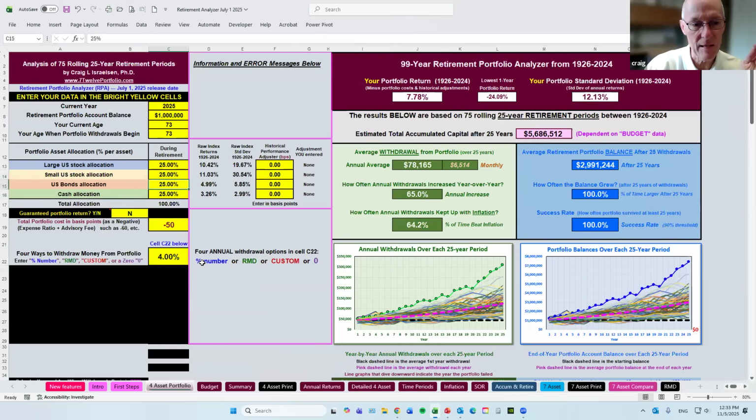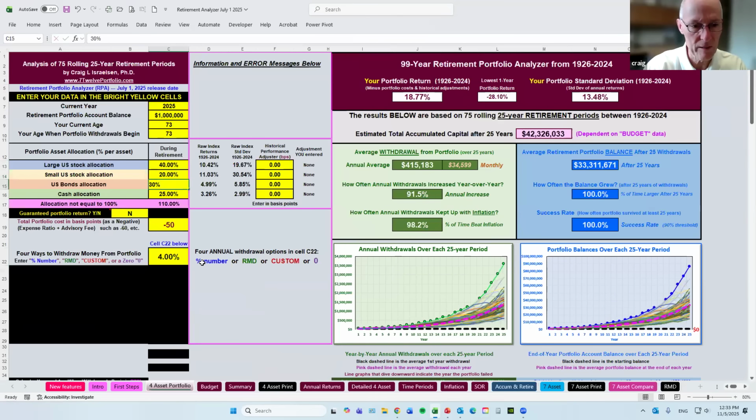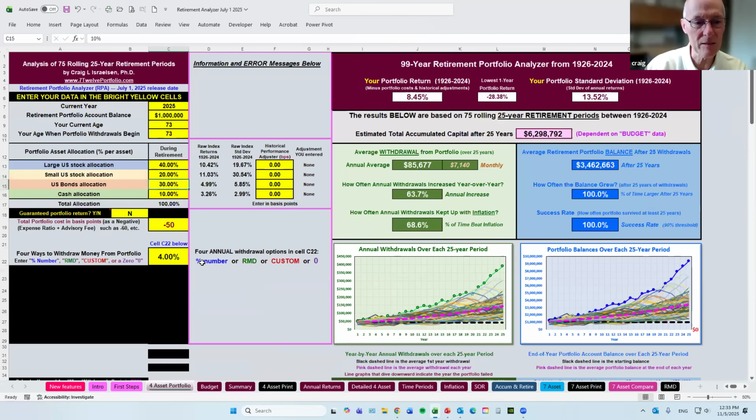And I'm going to go to 40, 20, 30, 10. This is a classic 60% equity, 40% fixed income portfolio. This is like the Vanguard Balanced Fund, the Fidelity Balanced Fund, any number. I mean, a balanced fund is almost always 60% stock, 40% fixed income. Okay, so with that as a benchmark and a 4% withdrawal rate each year, these are our benchmark numbers.